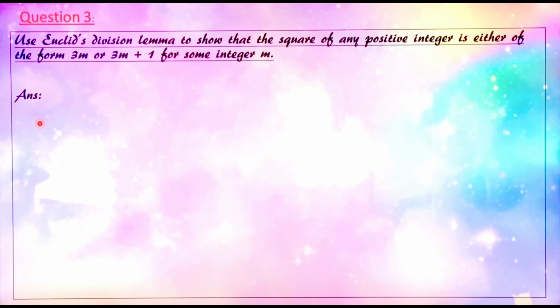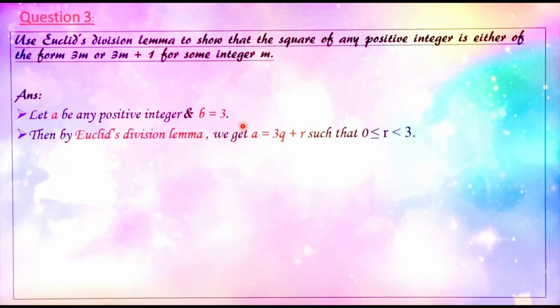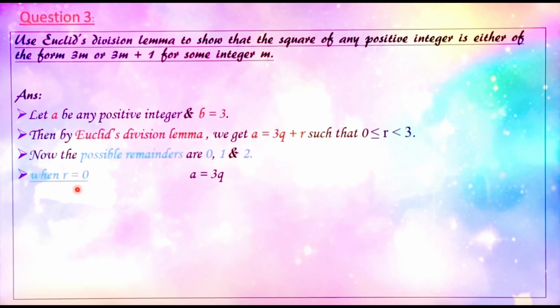Now, let us assume a positive integer a and b is equal to 3. Then, by Euclid's lemma, we get a is equal to 3q plus r such that 0 less than or equal to r less than 3. Now, the possible remainders are 0, 1 and 2. When r equals 0, we get a is equal to 3q.